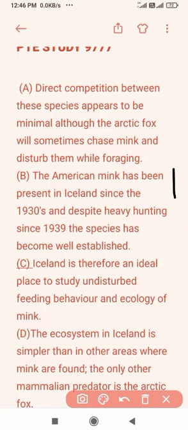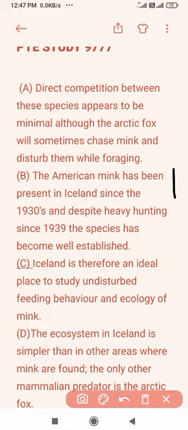Now we need to find the second sentence. Again, start with A. Direct competition between these. There is no mention that we need two things to do a competition, like between students and staff, between animals and human. But in the B sentence, there is only one thing, which is American mink. There is no other species which is mentioned. There is only one species, which is American mink. So A is not. And there is D after that.